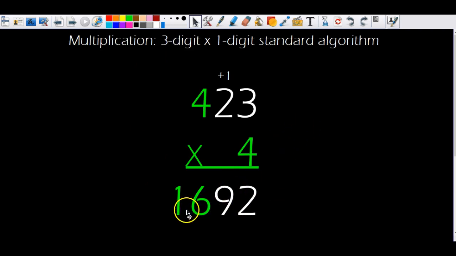Now, one thing that's missing from our number is our little comma. And once we throw that comma in, we are done with this problem. 423 times 4 is equal to 1,692.